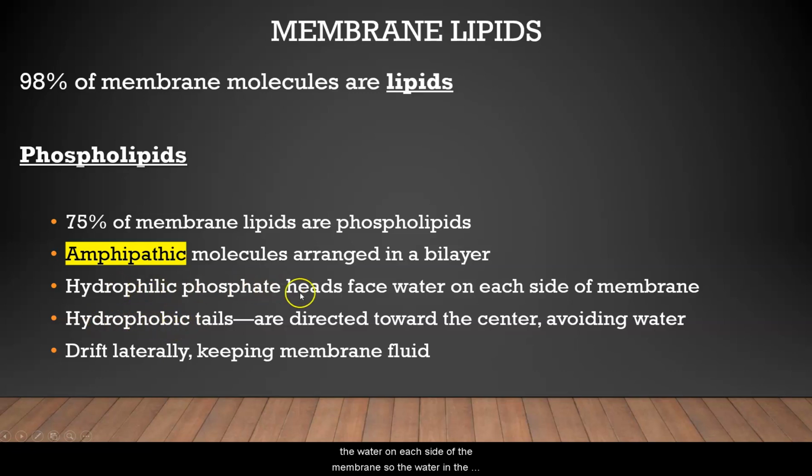The hydrophilic heads face the water on each side of the membrane, so the water in the extracellular fluid and the water in the intracellular fluid. And then the hydrophobic tails of each side are directed toward the center, avoiding water. They drift laterally. They do not switch back and forth between the inner layer and the outer layer because of the amphipathic nature of them. But they drift laterally, and it keeps the cell membrane fluid. The cell membrane is fluid. It is not a structured part of the cell. It moves around. You can think of it like a water balloon membrane, sort of like that.